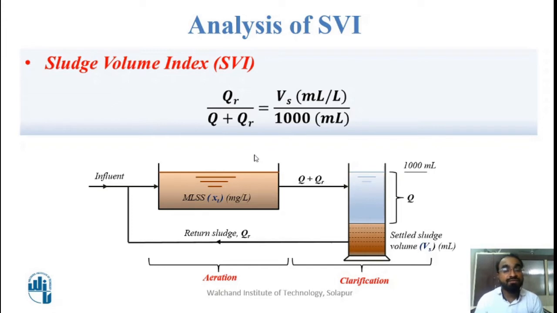Now, if I want to compare the flow rate of return sludge to the concentration of microorganisms and its volume in the secondary clarifier, I can say that QR will be directly proportional to the volume of sludge which has settled down. That much volume will directly represent the flow rate of return sludge. So I can also say that QR divided by Q plus QR will be equal to Vs divided by 1000, where Vs will be in milliliters per liter and 1000 will be my ml, or 1 liter.